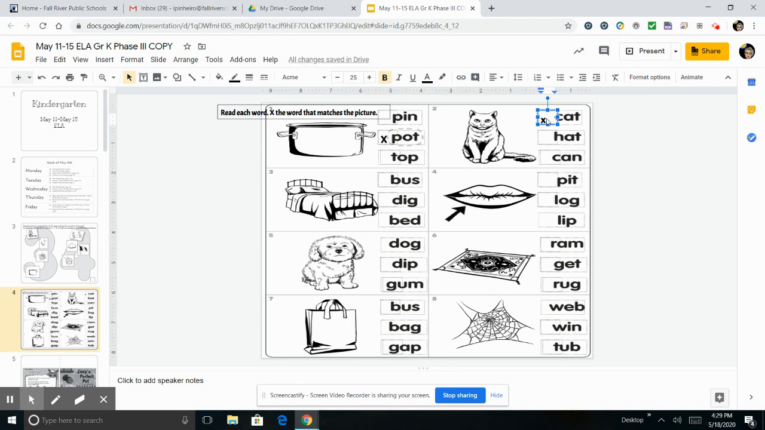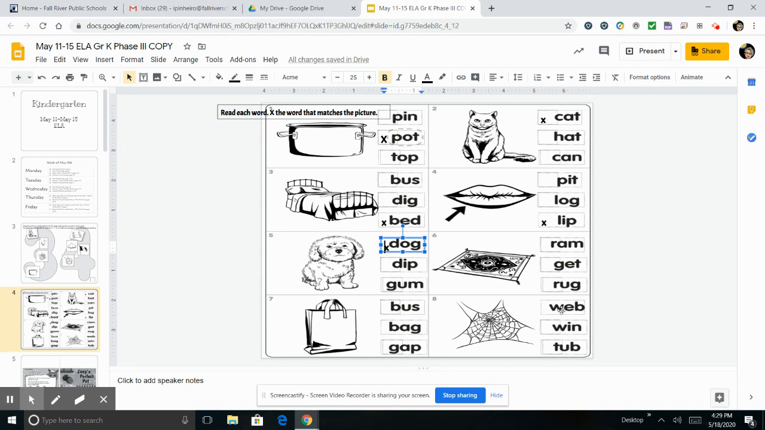If you're doing this on paper, you can write an X next to the word, or you can circle the word. Here's a bed. B-e-d, bed. So here's the word bed. The next one, lip. Here's the word for lip. Dog. D-o-g, dog. We're going to click on the word dog and put an X right there.